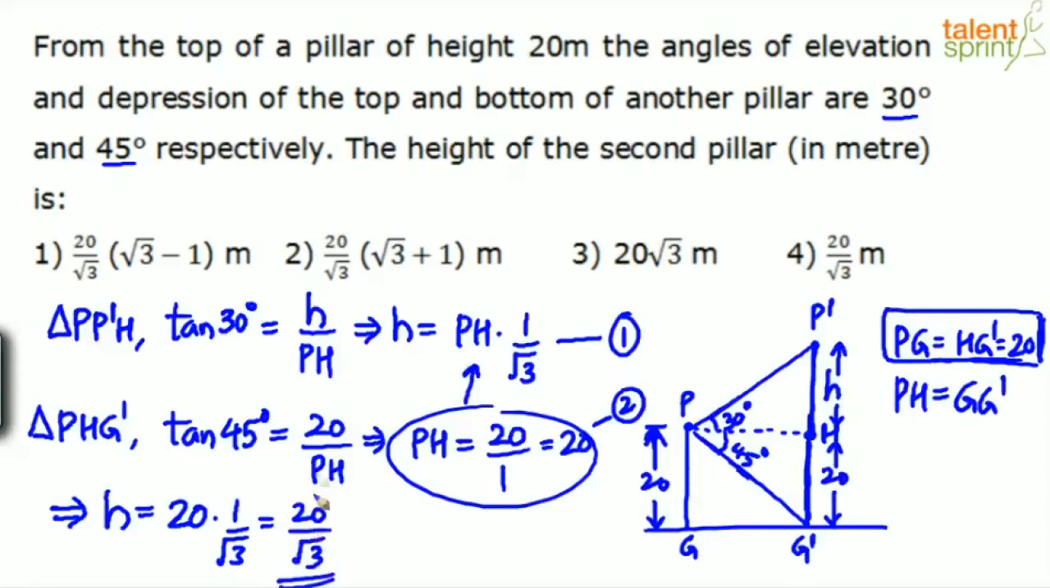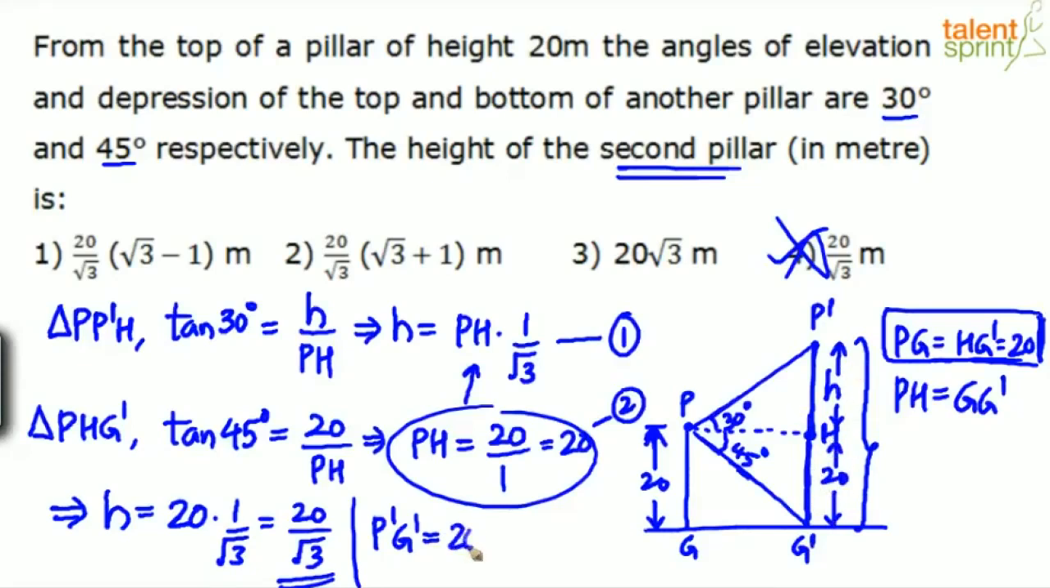But is that our answer? Is 20 by root 3 our answer? No, do not mark 20 by root 3. This is wrong, because he's asking us to find out the height of the second pillar. What will be the height of the second pillar? This entire height. Second pillar is P dash G dash, right? So the final answer, the second pillar's height, will be P dash G dash, which is equal to 20 plus H. H has been calculated as 20 by root 3. So 20 plus 20 by root 3.